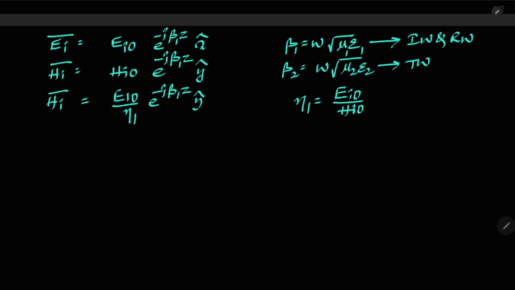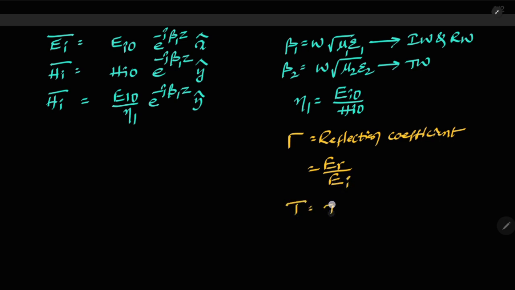Further I am going to define now a very important thing, that is gamma. It is the reflection coefficient. Reflection coefficient is the ratio of the reflected electric field to the incident electric field. And then T is nothing but the transmission coefficient.